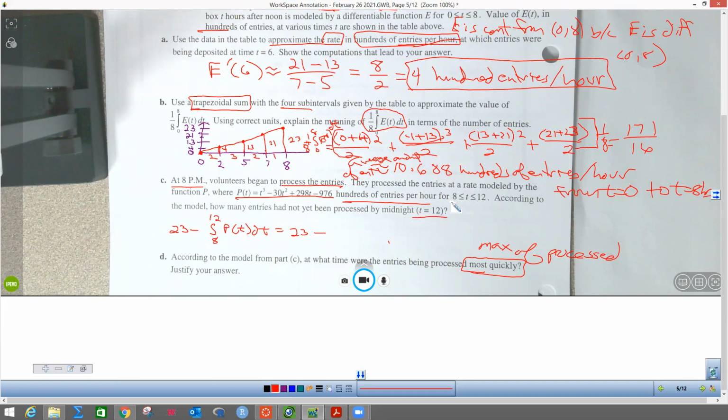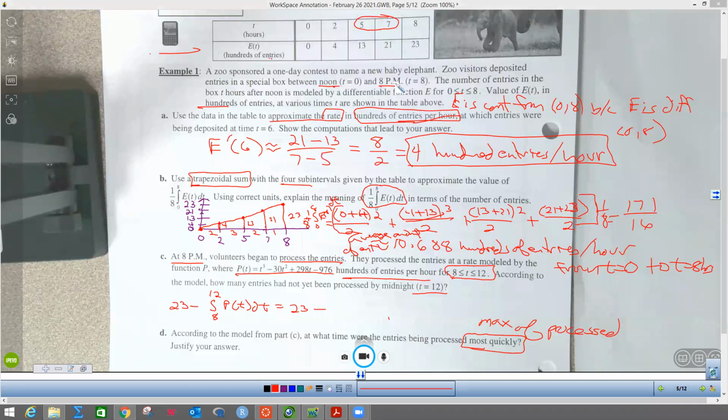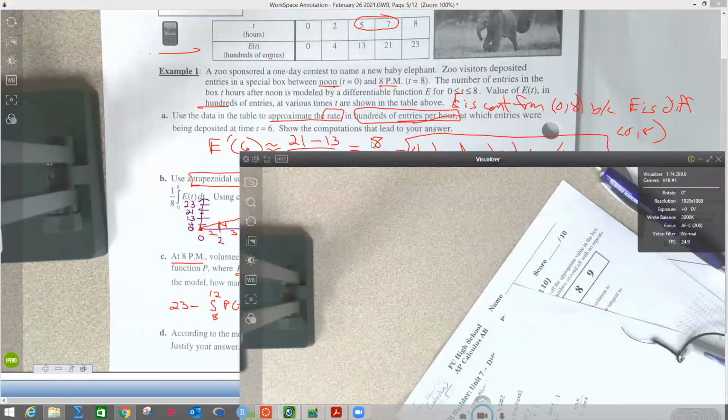Now, if you notice, this is from 8 to 12 right here, which if you go back up here, remember we started at noon. At noon, t was 0, and 8 p.m. was 8. So this is going from 8 p.m. to midnight. At 8 p.m., the zoo closed, and we had 2,300 entries total. So this stands for the 2,300 minus the part we're processing. It's going to be 2,300 minus this thing, where P of t is the processing. So I'm going to get my calculator and show you how to do that part.